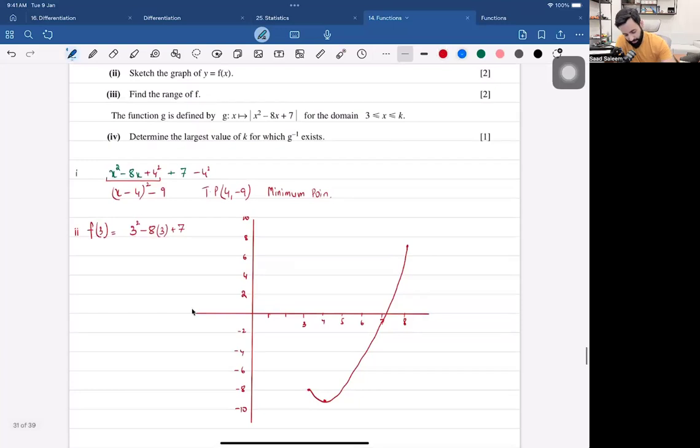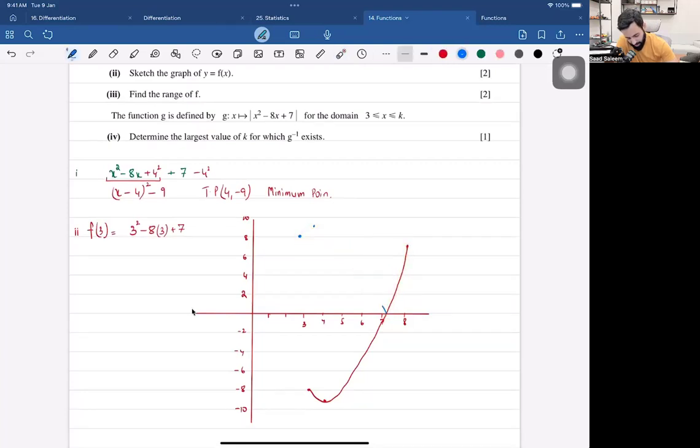Now, what happens when there's a modulus sign? Here's what happens. So 3 comma minus 8 will now become 3 comma positive 8. Once modulus is applied, this part of the curve will be reflected above the x-axis. 4 comma minus 9 will become 4 comma positive 9, so it's going to be somewhere over here. That means this part of the graph remains as is, but the part which is below the x-axis will be reflected above the x-axis.